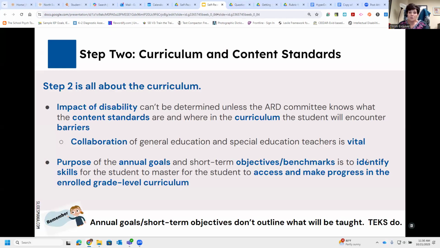A common misperception about annual goals and short-term objectives and benchmarks is that they outline what the student will be taught. The TEKS are the curriculum that the state of Texas outlines for what will be taught. The purpose of the annual goal or short-term objective is to identify skills for the student to master, so that the student is able to access and make progress in that enrolled grade level curriculum.